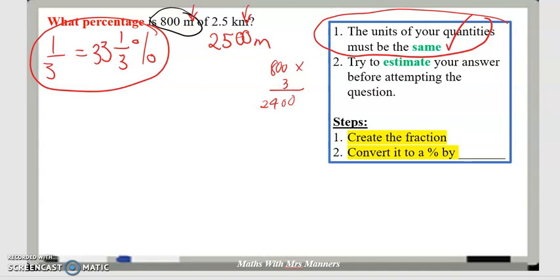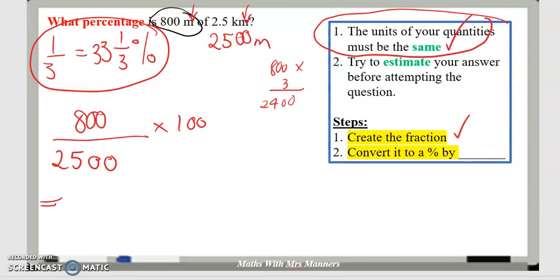So let's create the fraction. Well, Anthony walks only 800 meters out of 2,500. Then I'm going to convert this fraction to a percentage by multiplying by 100. And the arithmetic seems okay, because I know I can divide 100 by itself, giving me 1, and 100 will go into 2,500 25 times. Just a matter of crossing out those zeros. And then I've got to do 800 divided by 25.